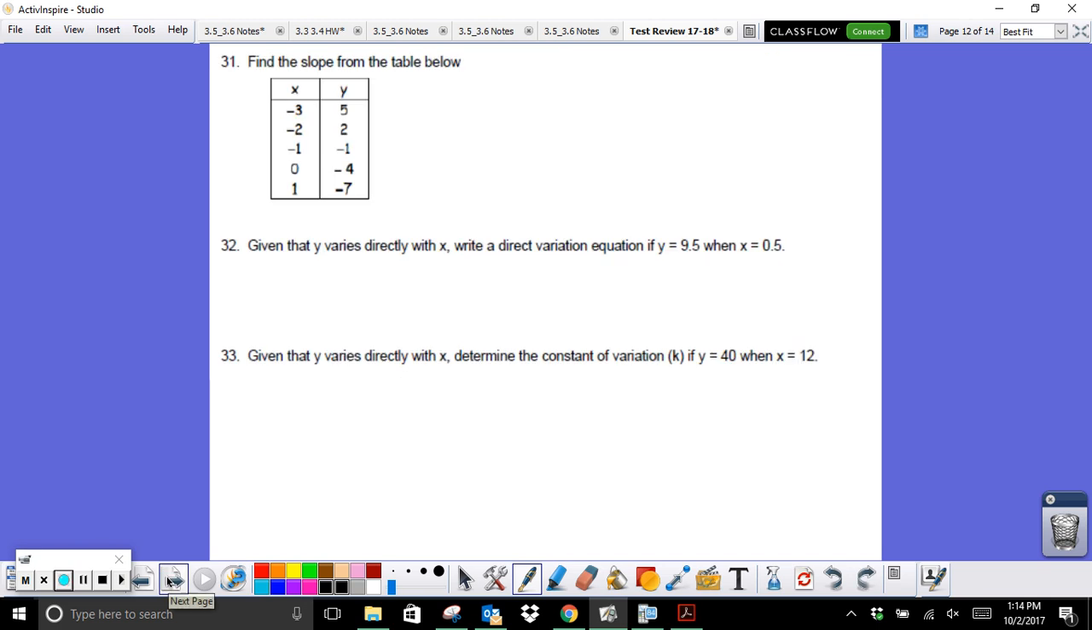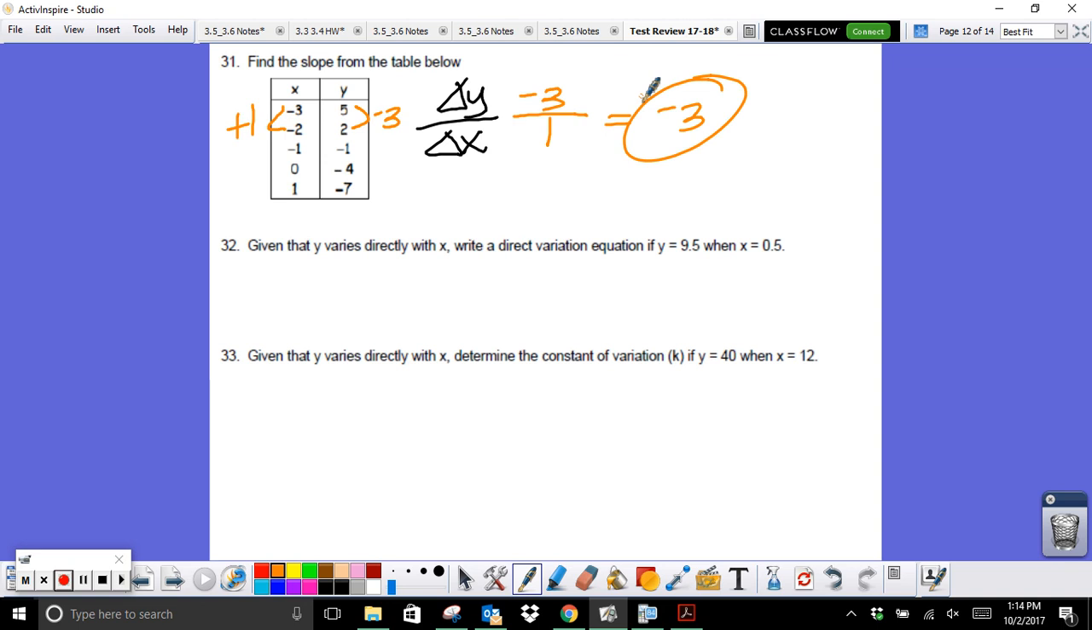31. Find the slope from the table below. So remember, slope is change in y over change in x. You can use the slope formula here if you want, but I'm going to go ahead and just do the change of both. So my y values are going down 3. My x values are going up 1. So my change in y was negative 3. My change in x was 1. So my slope here is negative 3.